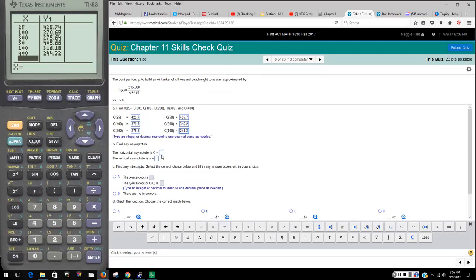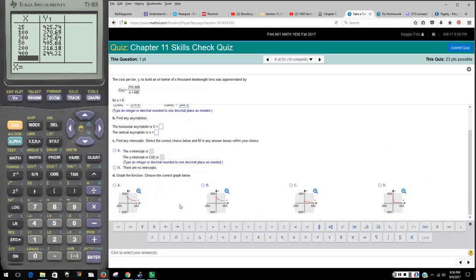Find any asymptotes. Well, the easiest way to find the asymptote is, now remember there's two. There's a horizontal one and there's a vertical one. There are algebraic ways to find asymptotes. But probably the most concept-building way to find the asymptotes is to look at the graph. So what we're going to do is actually graph it. And if you notice down here, it's going to make us graph it anyway, so we may as well.